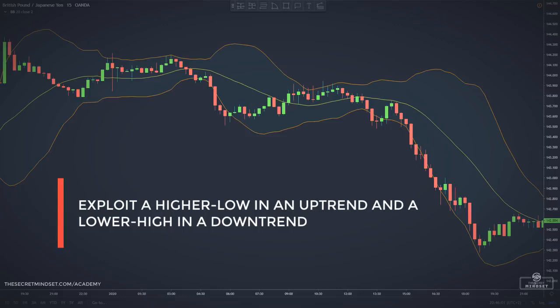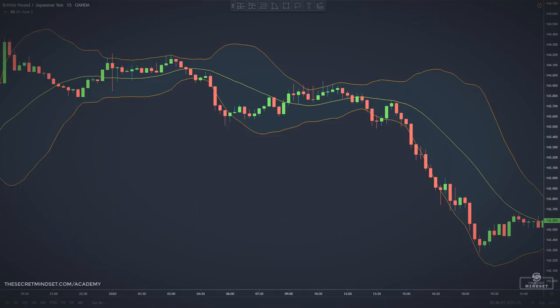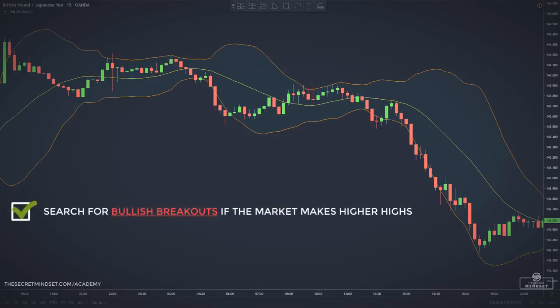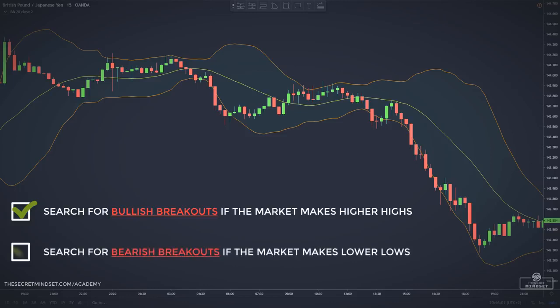That's why, when I see a breakout after a Bollinger Band squeeze pattern, I'm always aware of the recent swings. If the market makes higher highs in prices, I search for bullish breakouts. If the market makes lower highs, I search for bearish breakouts. This way, I avoid the head fake pattern. Use this simple filter and you won't be trapped in the head fake pattern.